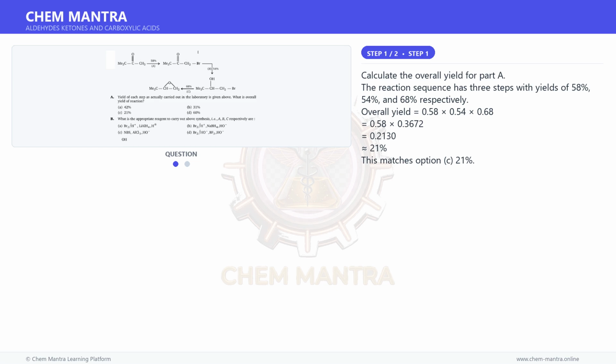Calculate the overall yield for part A. The reaction sequence has 3 steps with yields of 58%, 54%, and 68% respectively. Overall yield is equal to 0.58 times 0.54 times 0.68, which is equal to 0.3672 times 0.68 is equal to 0.2130, or 21%. This matches option C, 21%.